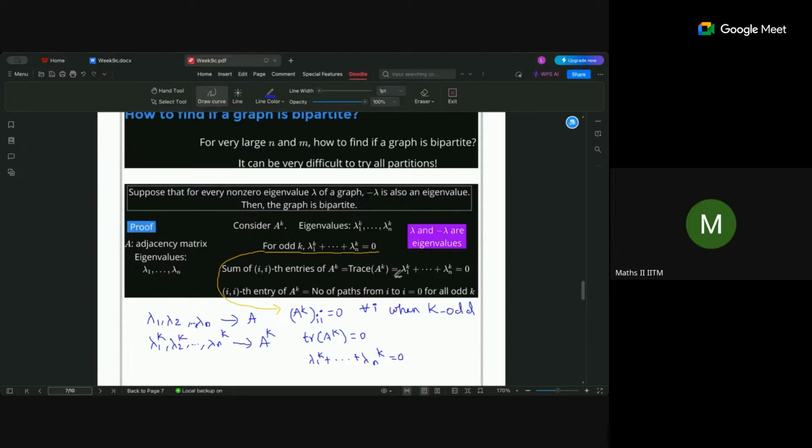This is the explanation I have written here. So it means there is no path from i to i of odd length. So we have proved that it is a bipartite graph. To prove that a graph is bipartite, you just have to look at the eigenvalues. For every non-zero eigenvalue lambda, if you have minus lambda also as an eigenvalue, then the graph is bipartite. This is how you can check bipartite graphs.